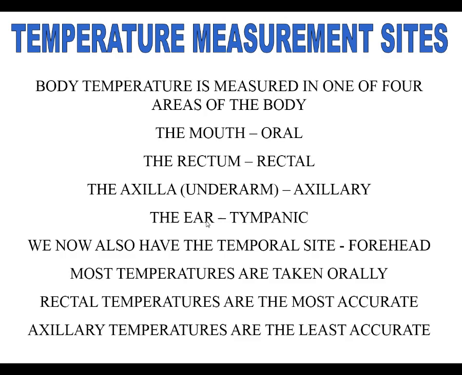There's also a temporal probe that they will run across the forehead. It's actually really accurate too, as accurate as an axillary or an oral temperature, pretty much. Most temperatures, like I said, are generally taken orally or tympanically now, unless it needs to be taken another way. An axillary or an under the arm temperature is the least accurate. Rectal temperatures are the most accurate. So I would remember the least and the most accurate, and all the locations you can take a temperature.